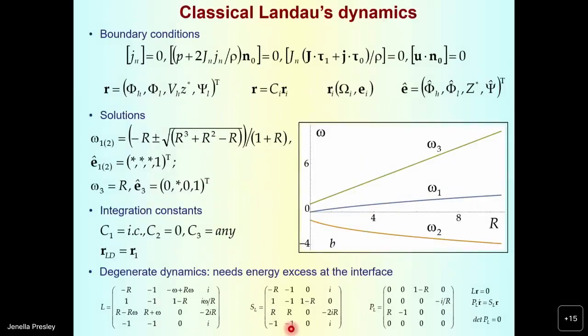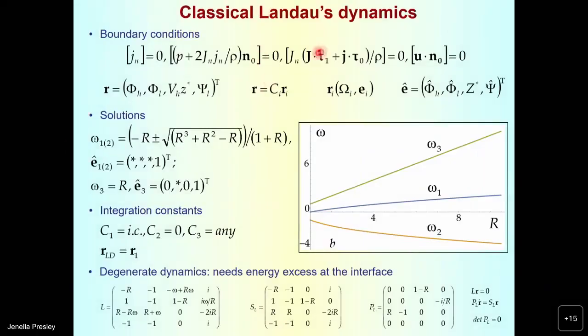Now let us look at the Landau solution within exactly the same framework. So we have conservation of mass, conservation of the normal component of momentum, conservation of the tangential component of momentum. We do not have conservation of energy as we had in the conservative dynamics. We have a special condition postulated by Landau for the continuity of the normal component of velocity at the interface, which is equivalent to the postulate of the constancy of the interface velocity.